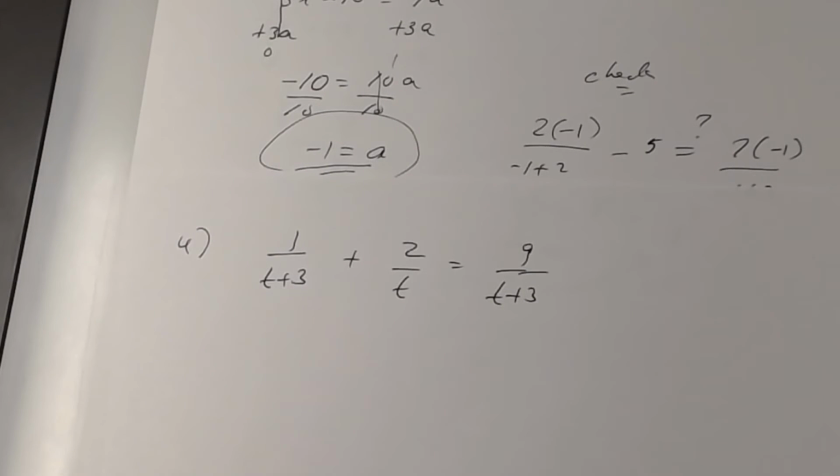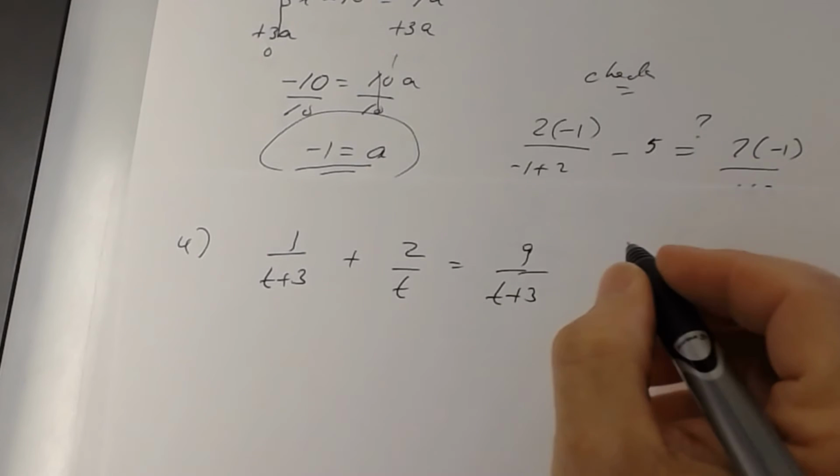So you have this rational equation, right? And you have variables in the denominator. One of the things you have to remember is that when you have a rational equation with variables in the denominator, you have to list your restrictions.